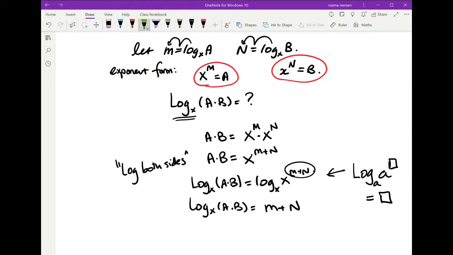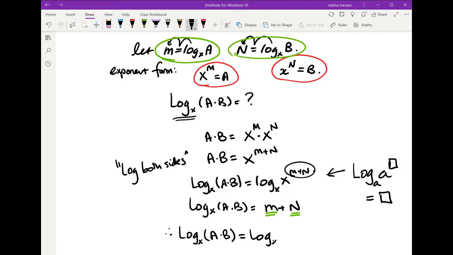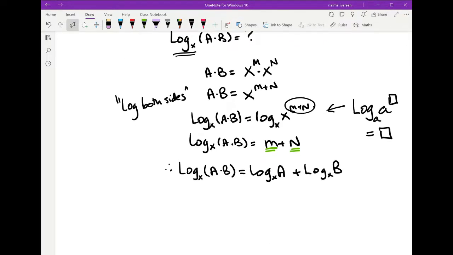Well, look up to what we started off with. We started off with these two things. We started off with m and we started off with n. So that tells me that log base x, any base, of a times b, is equal to m, which was log base x of a, plus n, which was log base x of b. So what's happening is that when we are multiplying inside of a logarithm, we actually add the logarithms.